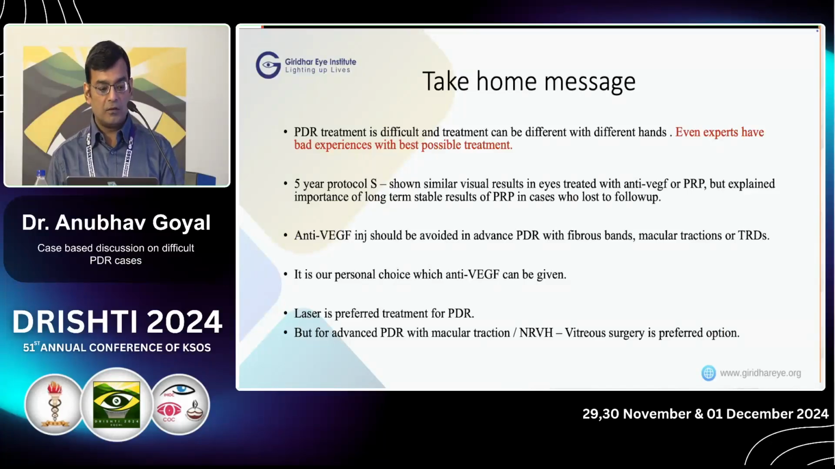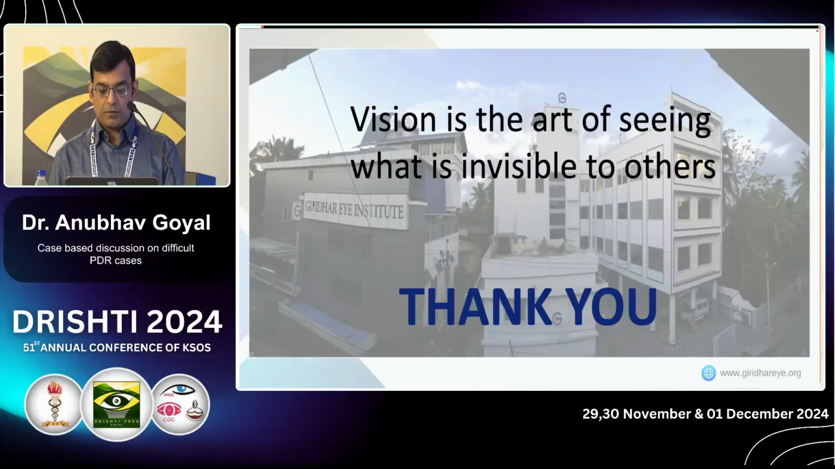So the take-home message is, PDR treatment is difficult, and treatment can be different in different hands. Even experts have bad experiences with the best possible treatment. The 5-year protocol says that PRP is the treatment for PDRs. Anti-VEGF can be given, but only in PDRs with surface NVs and FVP and TRD. PRP is the treatment and should be targeted accordingly. Anti-VEGF should be avoided in PDRs, and it's a personal choice which anti-VEGF to be given. Laser is the preferred treatment, but for advanced PDRs with macular traction, vitreous surgery is the preferred option.